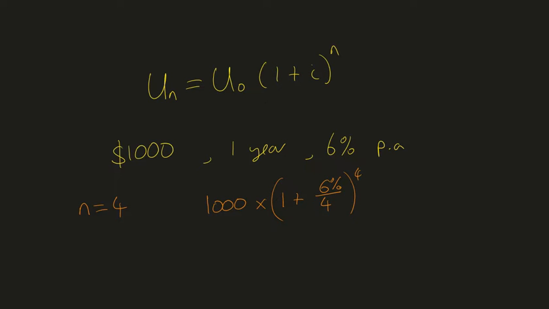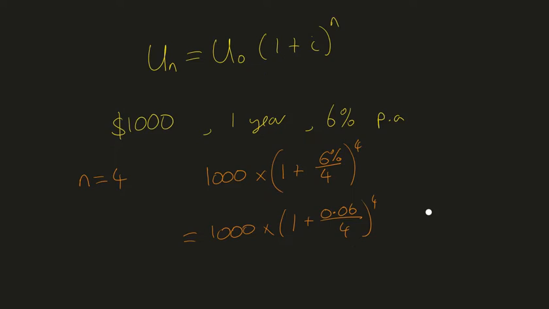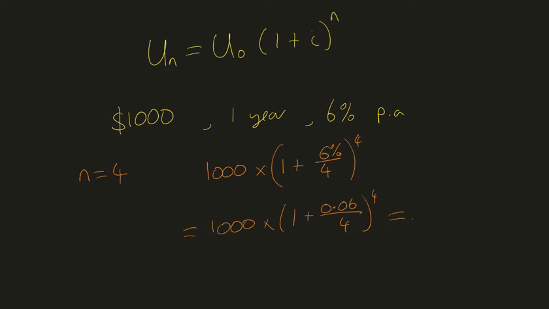And when I'm writing that 6%, what I really mean is I'm doing 1,000 multiplied by 1 plus 0.06 over 4 to the power of 4. And if I was to calculate that, we would come out with something like this, 1,061.36. Great stuff.